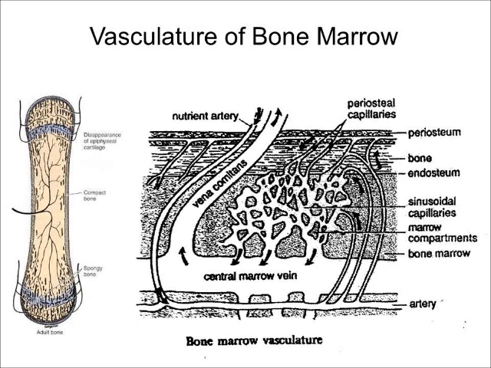You can see that the nutrient artery enters the bone midshaft. It splits and then runs towards either end. As it does so, it gives off collaterals that carry the blood towards the inner edge of the bone. The blood then reverses direction and then migrates through the sinusoids of the bone marrow towards the central marrow vein and finally out of the bone. Now, as the blood flows through the sinusoidal capillaries in the marrow, the newly matured formed elements of the blood enter the circulation.